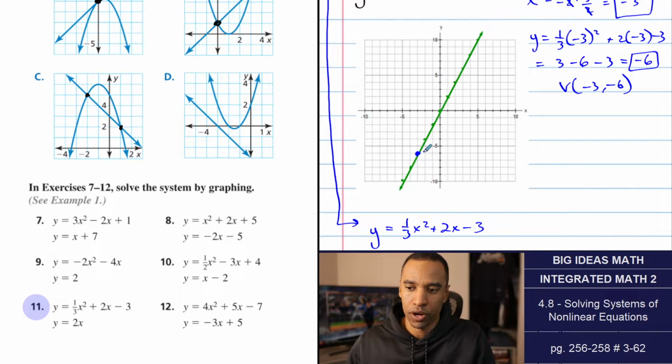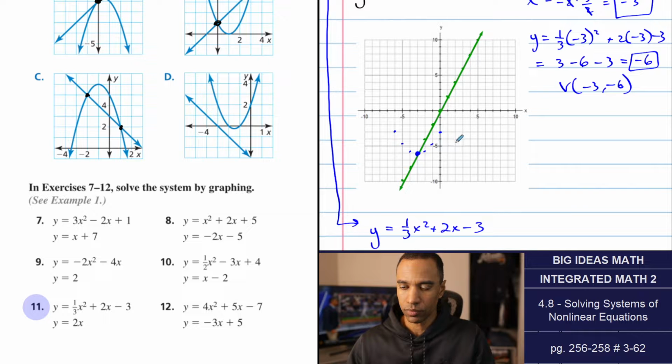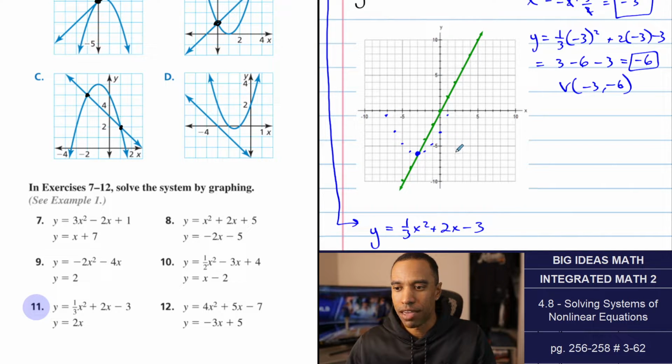Over 1 up 1/3 on both sides. Over 2 up 4/3. I'm going to do all of them because I don't know where it's going to hit. Over 3 up 9/3, which is 3. Over 4 up 16/3, that's 5 and a third. You probably remember this from chapter 3 days. Over 5 up 25/3, that's 8 and a third.